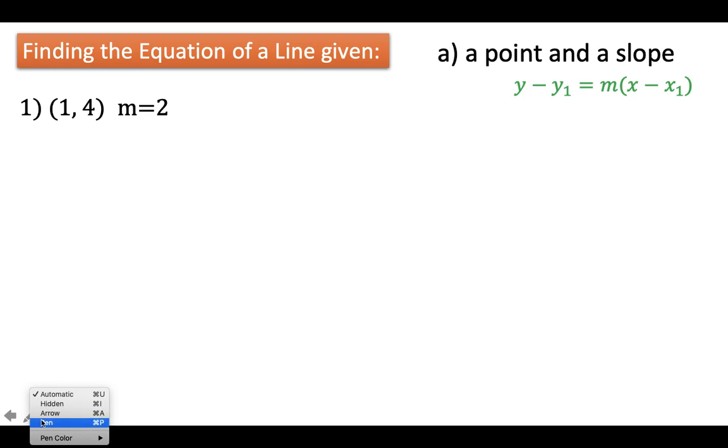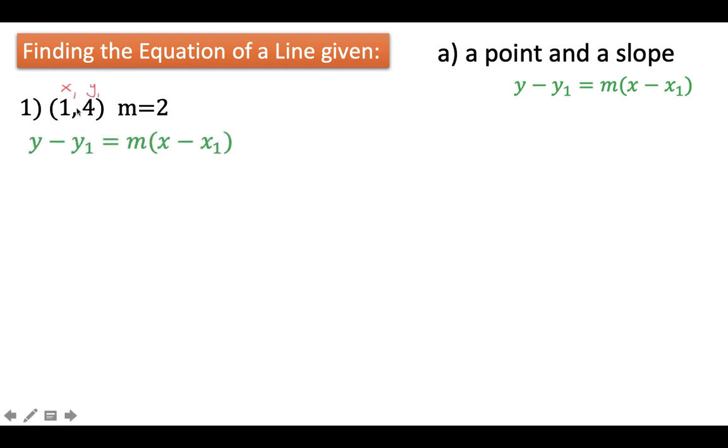So this is our given, a point and a slope. We're going to label this as our x, the first number. The second number in our coordinate is the y. So we can label this as x sub 1, y sub 1. Or either way, no problem. You can just simply label this as x, y. And we can substitute this in our variables.